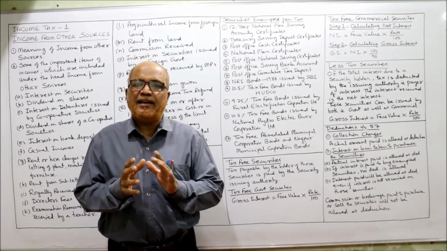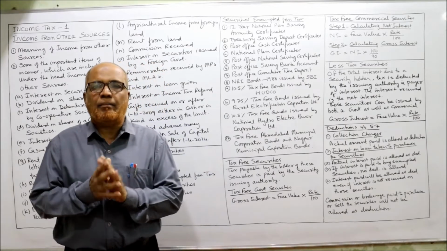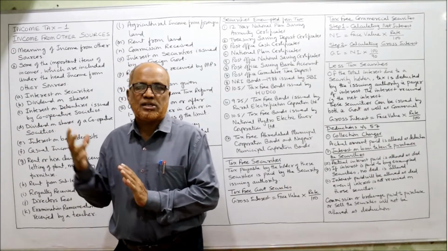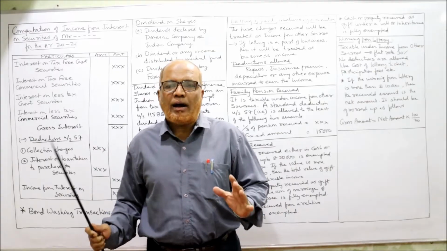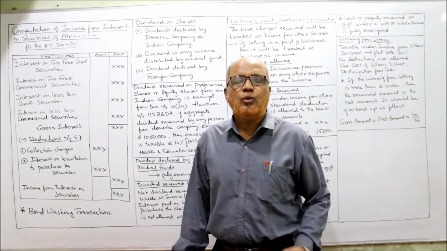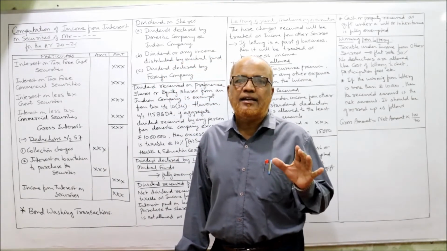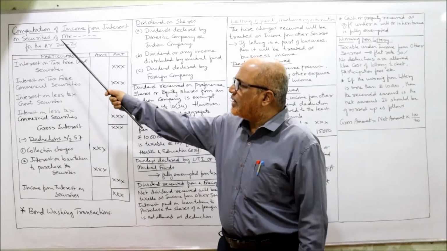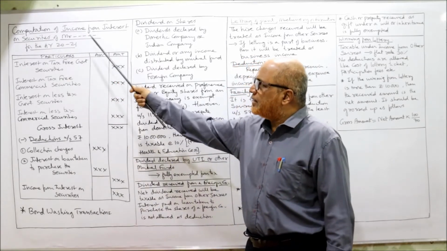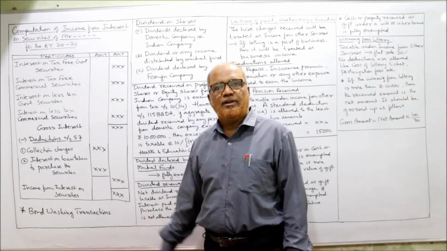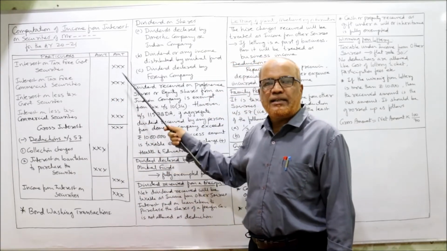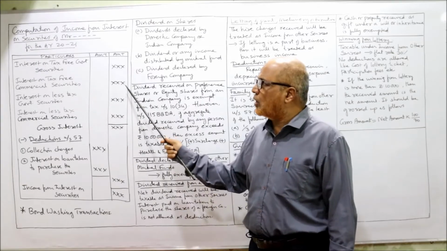So I have explained what the items are that may come under income from other sources. I have explained about interest on securities. Now I am discussing the format of how to compute the income from interest on securities. This is the format you can see. Computation of income from interest on security of Mr. So-and-so for the assessment year 2021. Two columns will open at the extreme right hand side, inner column and outer column.